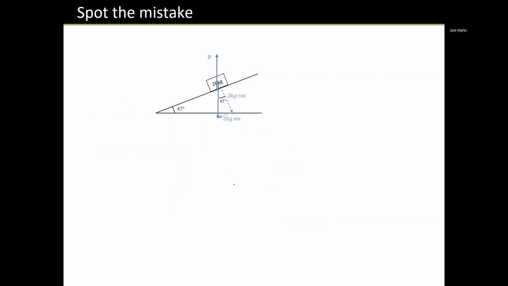What's the mistake with this one here on the board? Well, it's going to be R, isn't it? So our reaction force should be more like, well, like you can see now on the next one. How about this one here? So what's the problem with this one here? Well, we want the 30 to be up there, okay? So we're going to have 26g, yeah, that sounds okay, sine 30, cos 30.